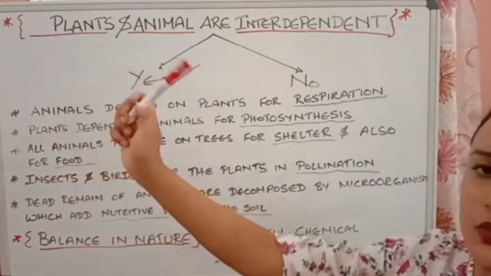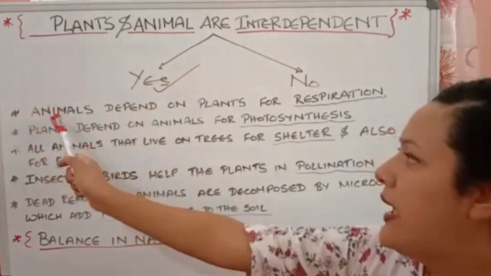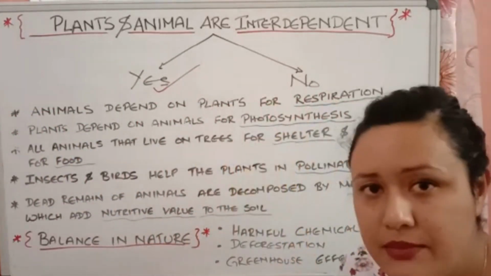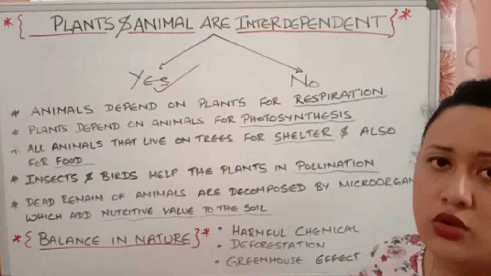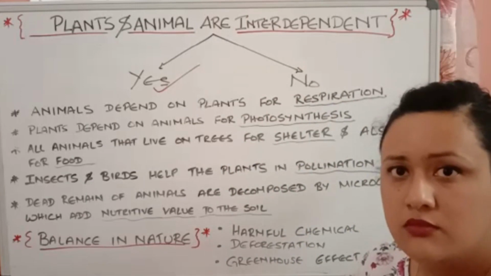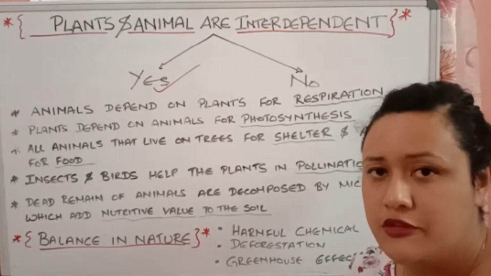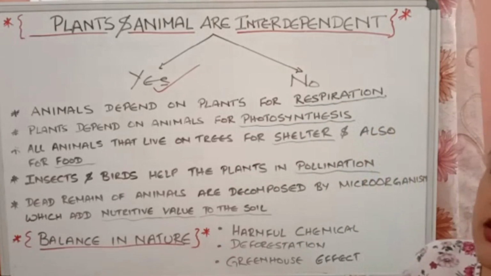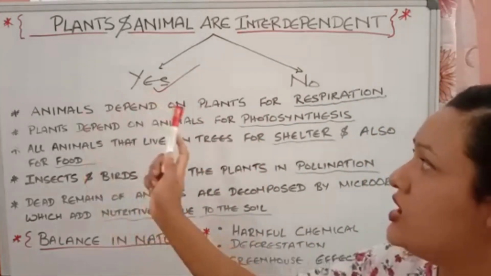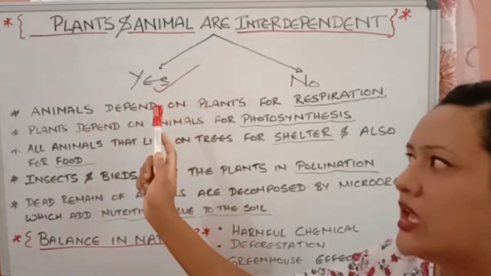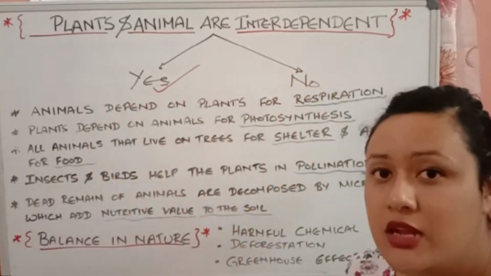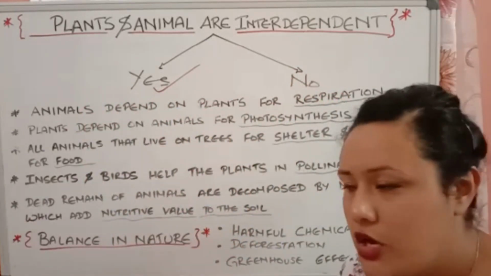So let's focus on the first point there. First point here, animals depend on plants for respiration. So animals and humans, you all know, in order to survive, in order to respire, we need oxygen. We breathe in oxygen to live, to survive. That oxygen is liberated by plants during the process of photosynthesis. So we rely upon plants for oxygen, and that helps in the process of respiration in animals. So that is how we are depending upon each other.